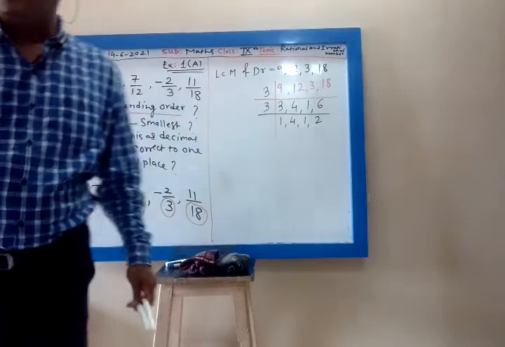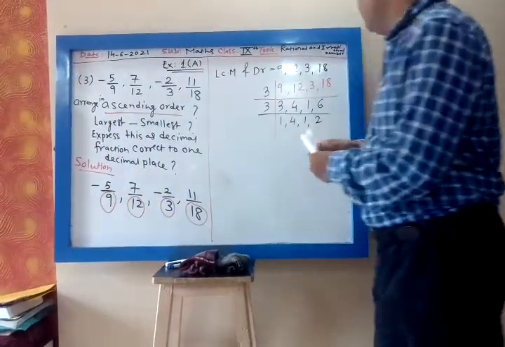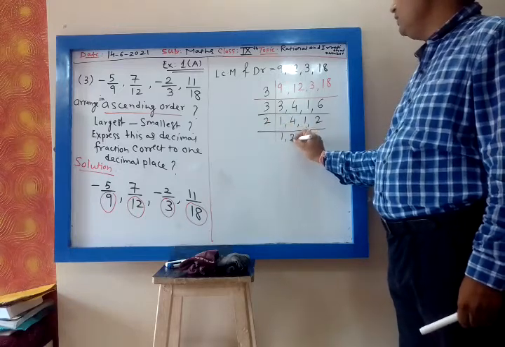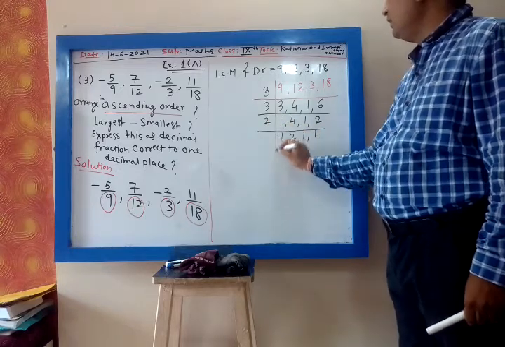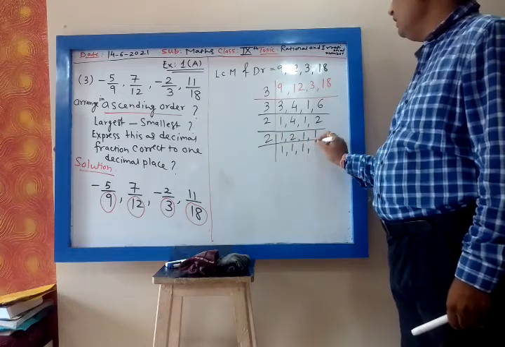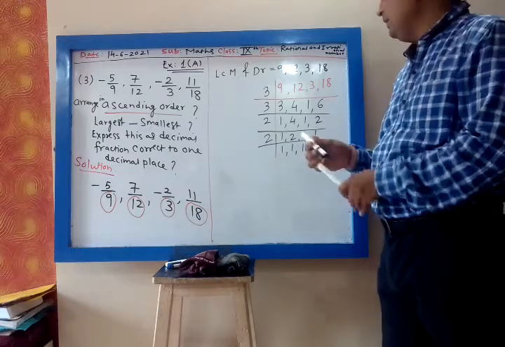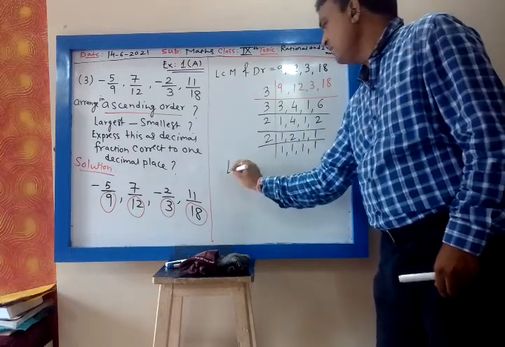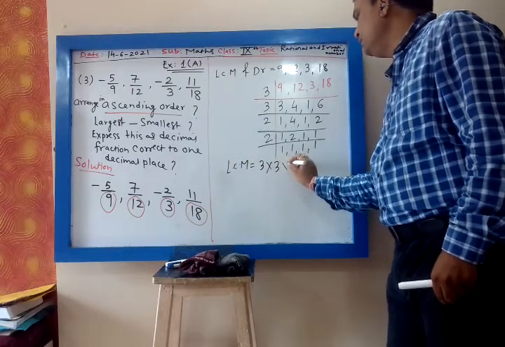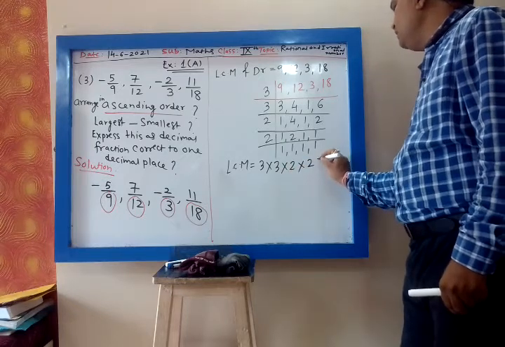This is known as the common division method. Then 1, 4, 1, 2. Start with 2. Wherever 1 is there, stop. 2 2s are 4, 1 2 1s are 2. Then one more 2 is there. 1 2 1s are 2, 1 1. Whenever you get all 1s, you stop there. So LCM will be the multiplication of these factors. LCM will be 3 into 3 into 2 into 2. 3 3s are 9, 9 2s are 18, 18 2s are 36.